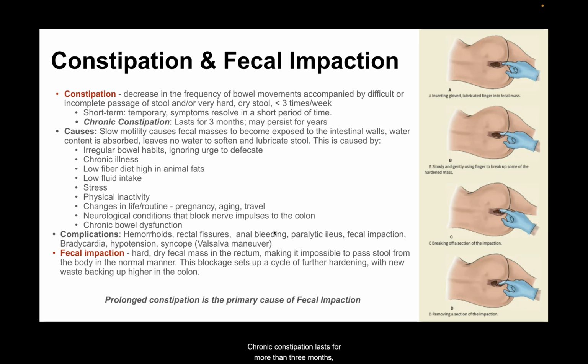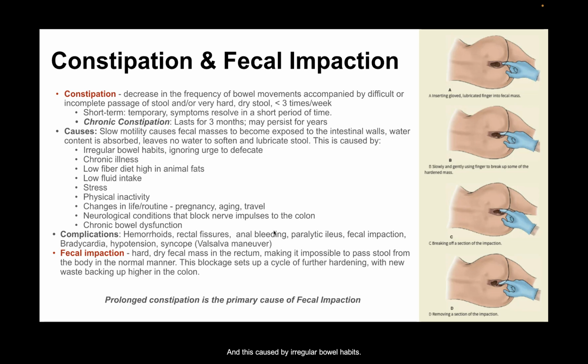Chronic constipation lasts for more than 3 months, and it can persist for years, and it happens in older adults because of the frequent laxative use and stuff like that. Slow motility causes fecal masses to become exposed to the intestinal walls. The water content from the mass is absorbed, and so there's no water left in there to soften and lubricate the stool, right? So then you have this strong, hard fecal mass.